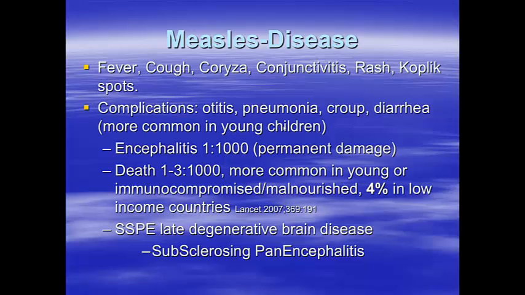Other complications include encephalitis, which is infection of the brain, and it can lead to permanent brain damage. Sometimes death occurs, and this is, like I say, in low-income countries, actually fairly high. One thing to note is the link between measles and vitamin A deficiency. So part of the treatment for measles in a country like Uganda is supplementation with vitamin A.